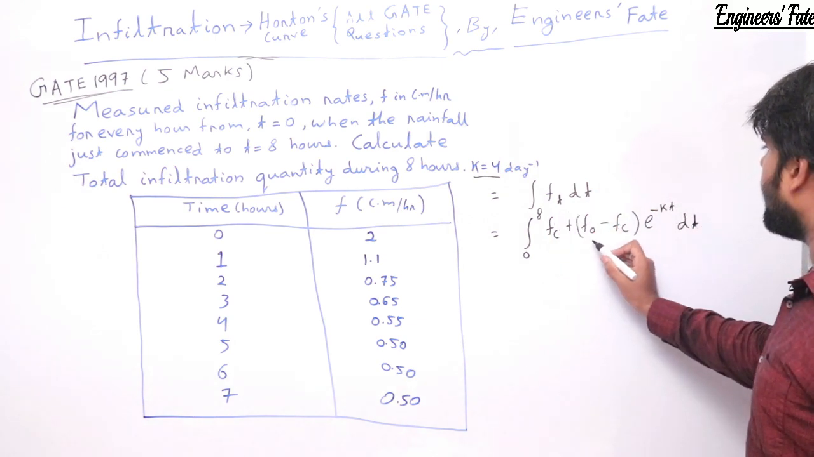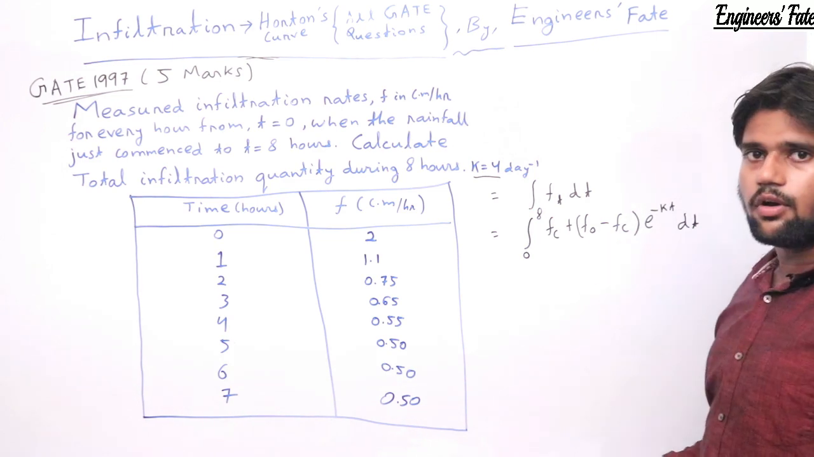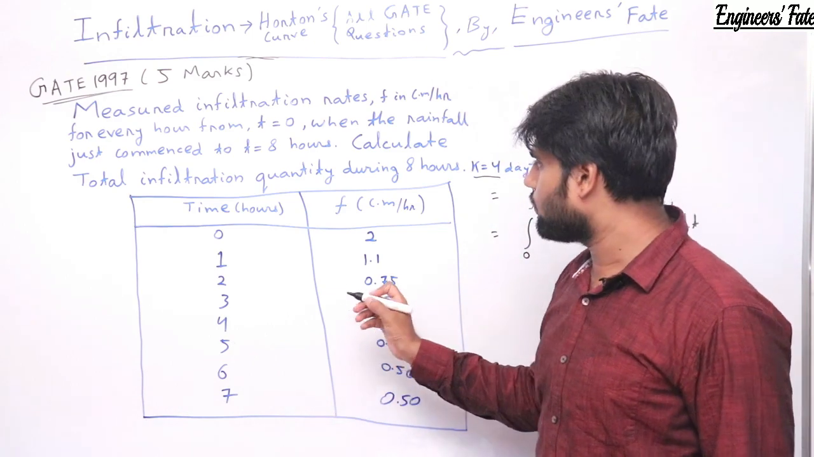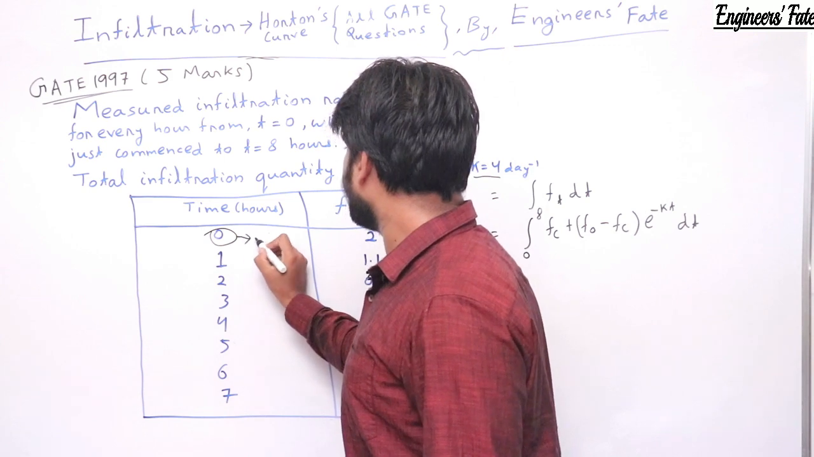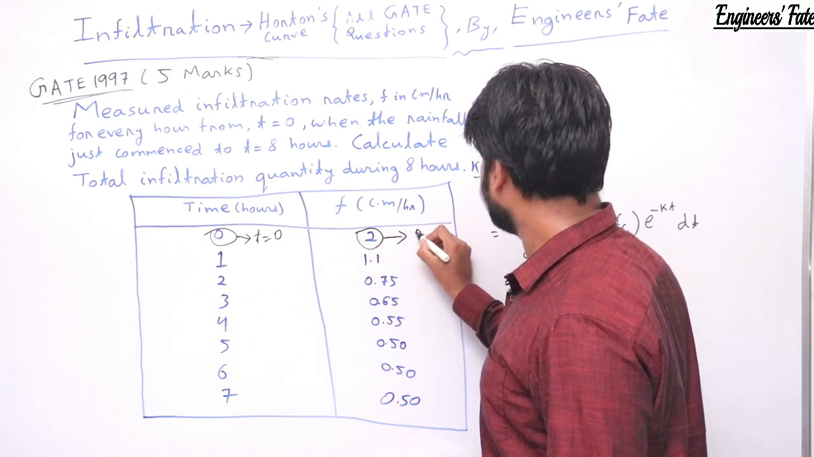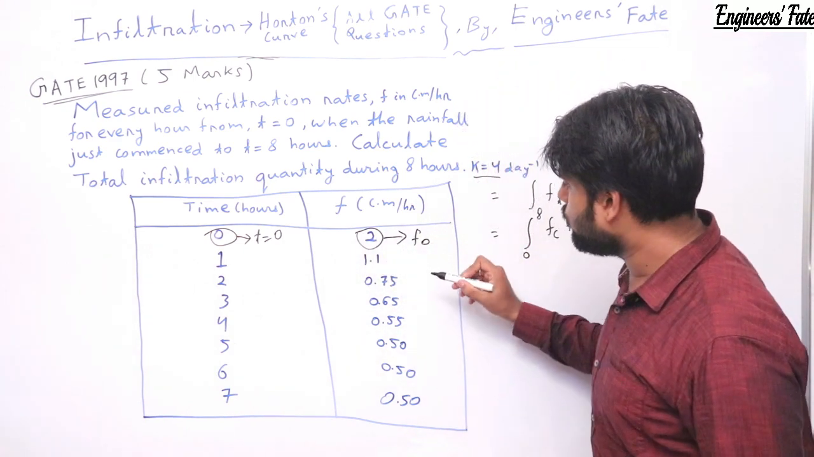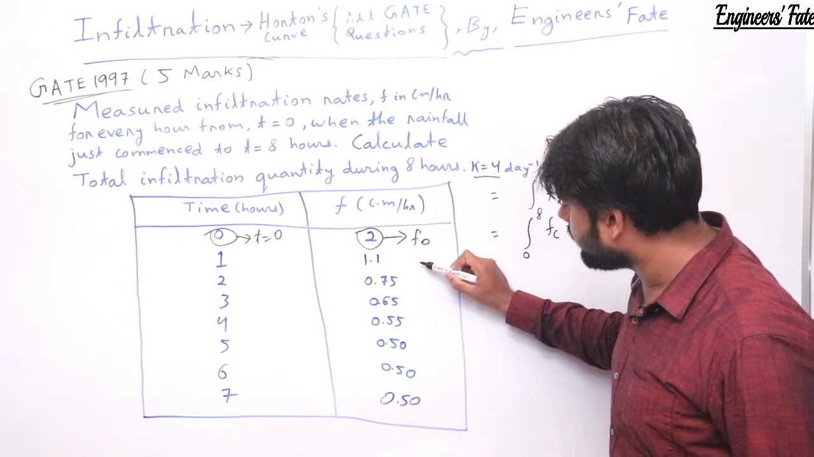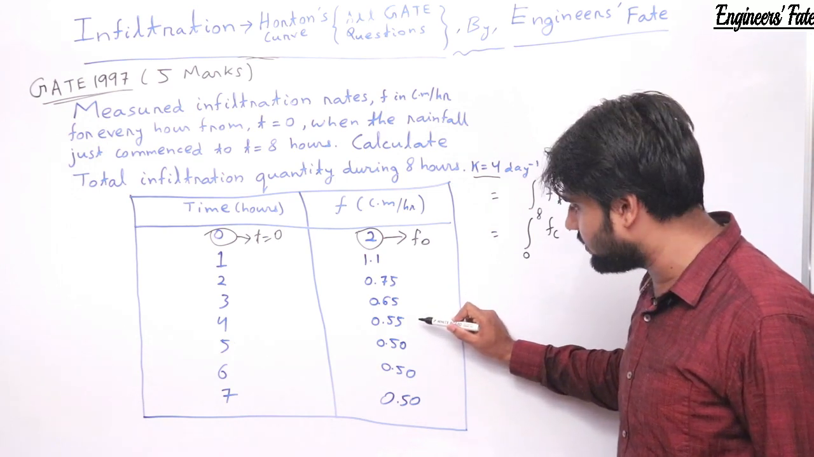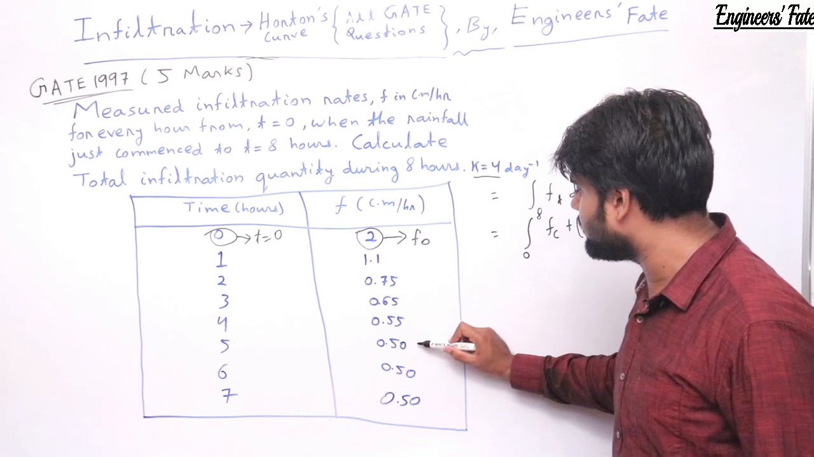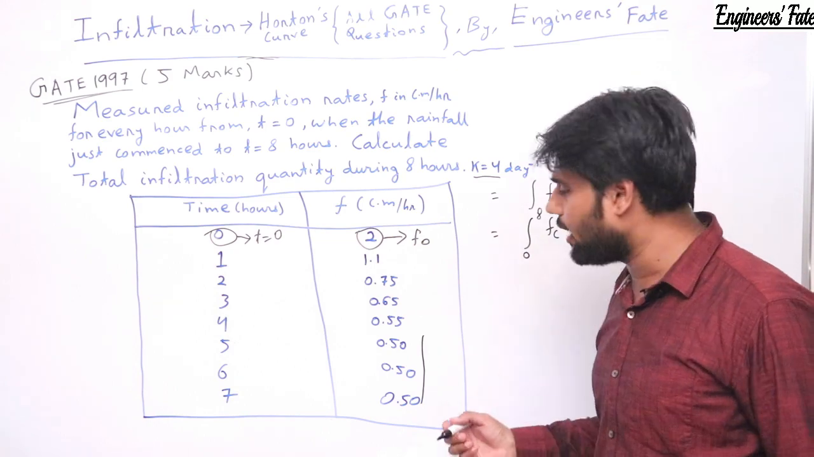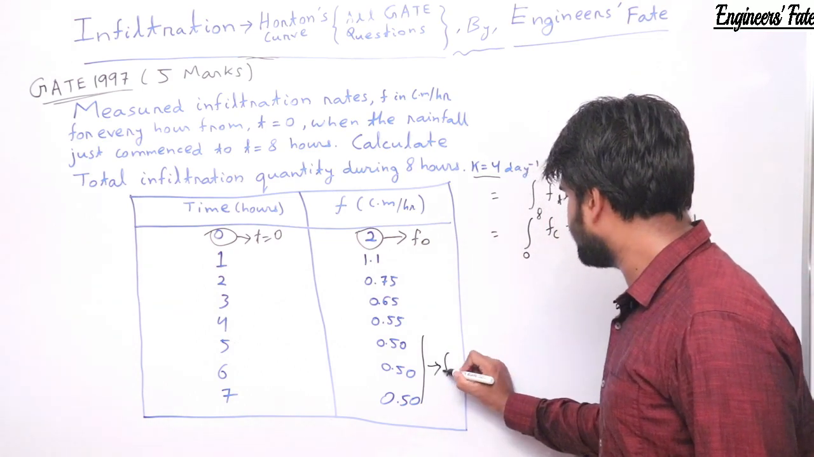So what is fc and what is f0? I have told you, the initial infiltration rate at t equal to 0 is f0. And if you just see the table, you can find 1.1, 0.75, 0.65, 0.55. Then just notice 0.50, 0.50, 0.50, which means this is the constant infiltration rate, that is fc.